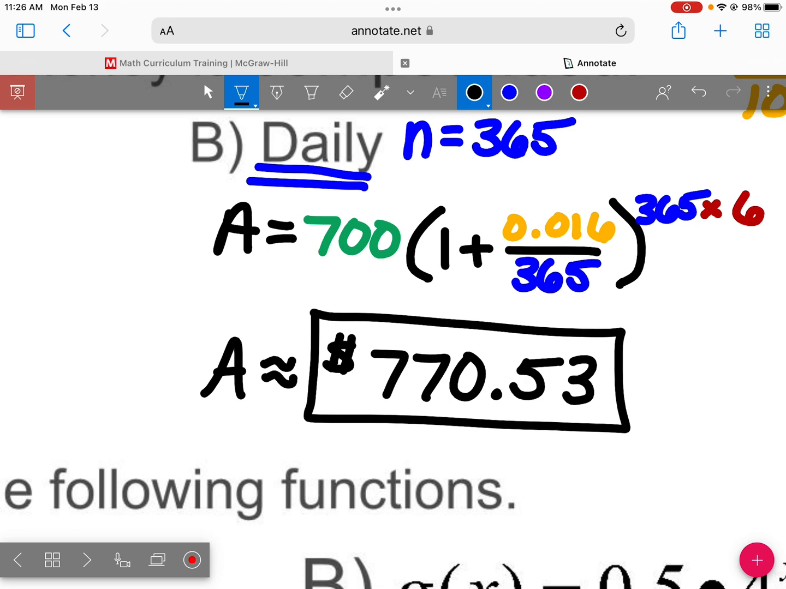Curious. When you compound more times in a year, what happens to the final amount? It gets bigger. In this case, did it get much bigger? No. Depending on what that interest amount is, it could get a lot bigger. Here it's only like 15 cents.